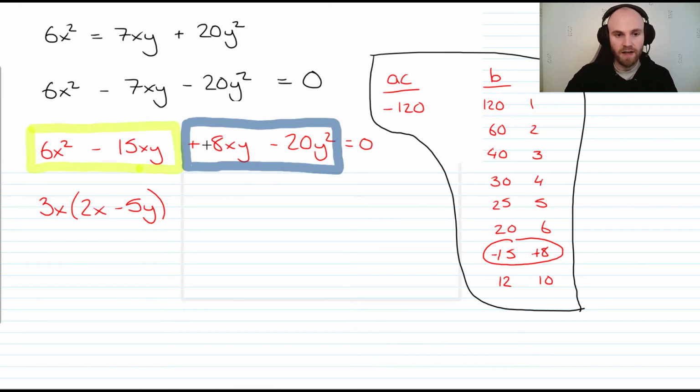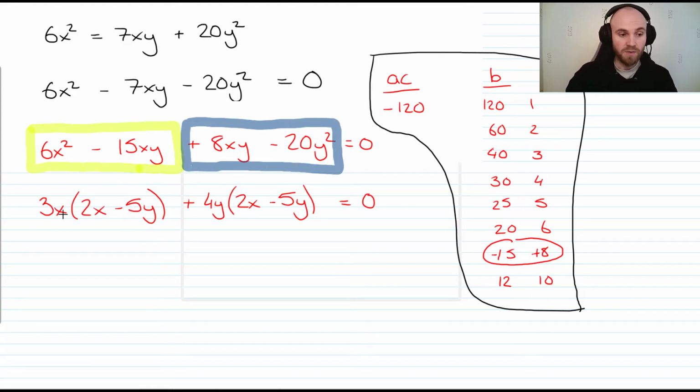And over here, we've got plus 8xy minus 20y squared. We could pull out a 4, and we could pull out a y. So plus 4y, and in the brackets here we are going to have 4y. To get 8xy from 4y, it's going to be 2x. And then to get 20y squared from 4y, it's going to be minus 5y. And that's going to equal 0. Can you see here in the brackets, this is perfect. We have 2x minus 5y in both brackets.